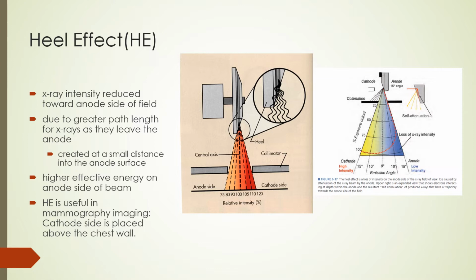The Hill effect is important when one is imaging anatomical structures that differ greatly in thickness. The higher intensity X-ray is placed over the thicker anatomy. In mammography, the Hill effect is useful because the cathode side of the tube is placed over the chest wall to take advantage of the higher intensity X-rays on that side. Another consequence of the Hill effect is that effective energy is higher in the anode side of the beam.